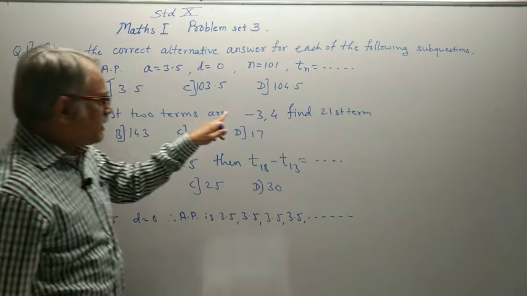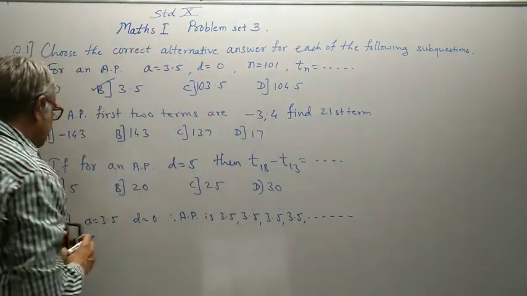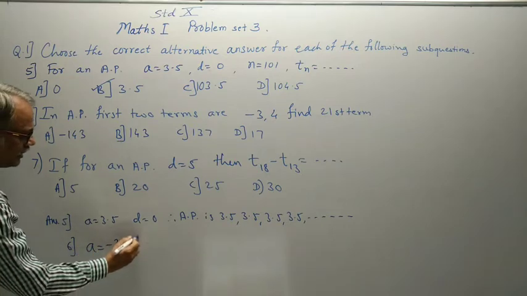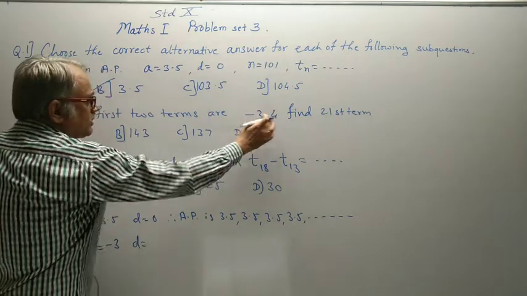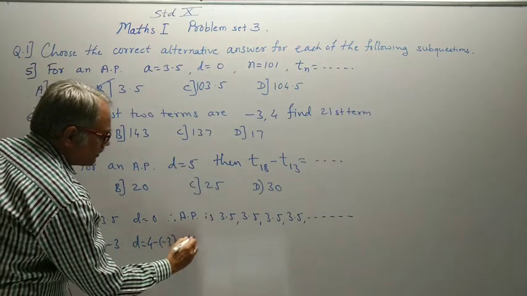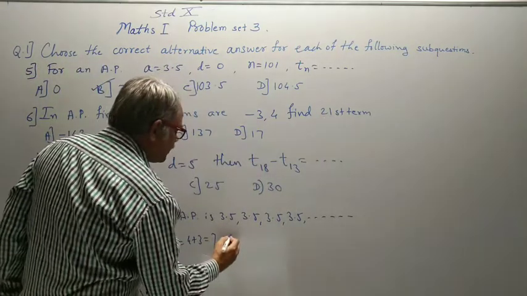First 2 terms are minus 3 and 4. Find the 21st term. T1 and T2 are given. A is minus 3. D is T2 minus T1, second term minus first term. 4 minus minus 3 is 4 plus 3, that is 7.